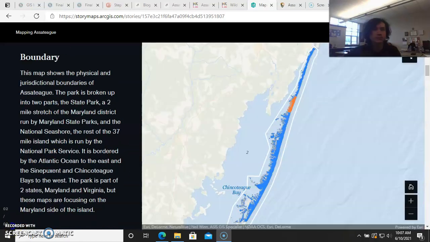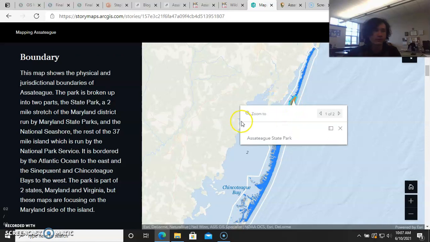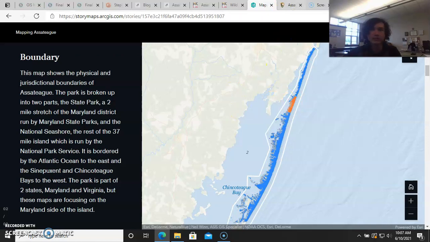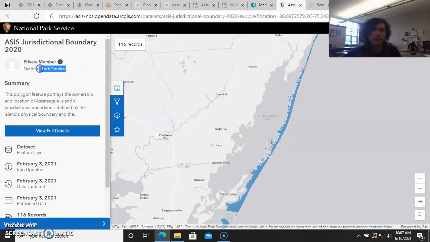These maps here are going to take you through some of the things that the park will have to offer. The map shows the boundary of the island. Assateague is split up between the state and national park, which the map shows with this blue and orange over here. The map was made using a layer made by the National Park Service.